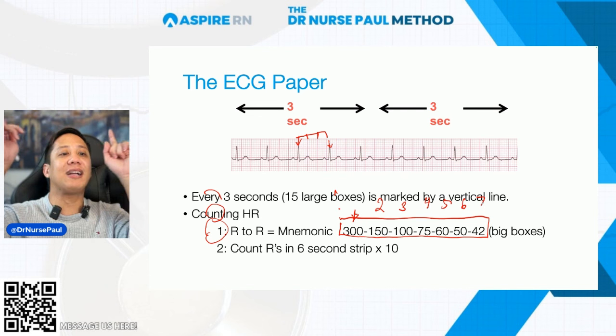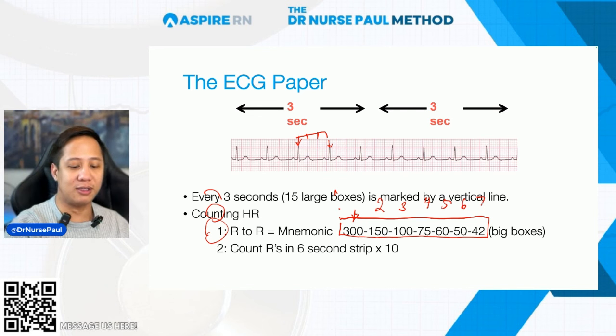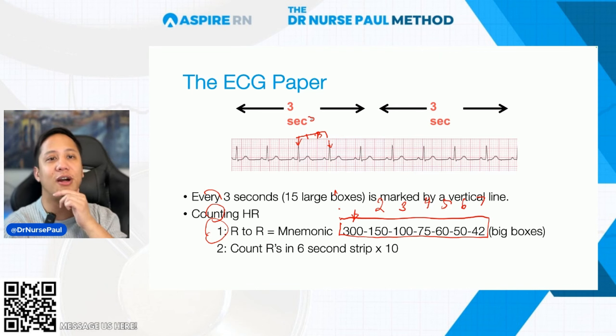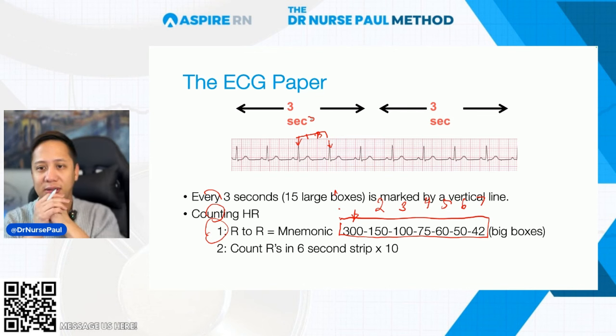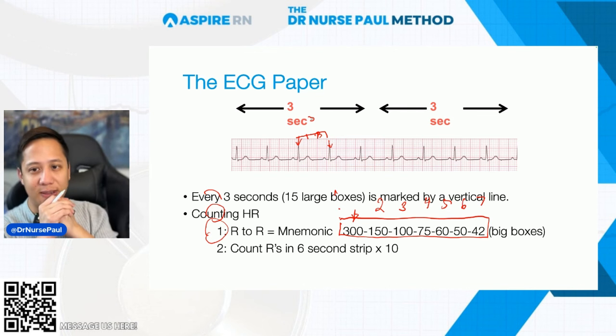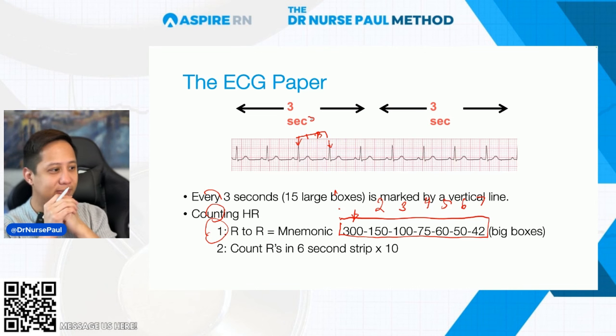Now, going back to the screen, how many large boxes? There's three, right? There's three, correct? How many is the heart rate? What is your heart rate? Using three boxes, check your constant. What is your heart rate? Using that information. Anyone? Using that information, what is your heart rate basing on the strip in front of you?